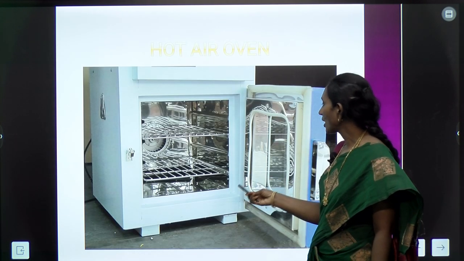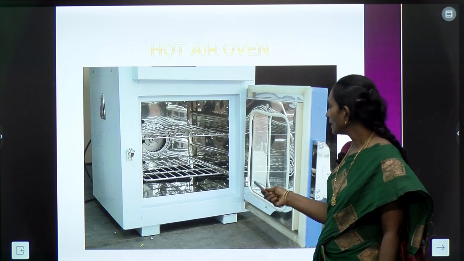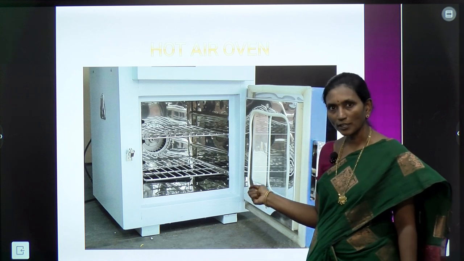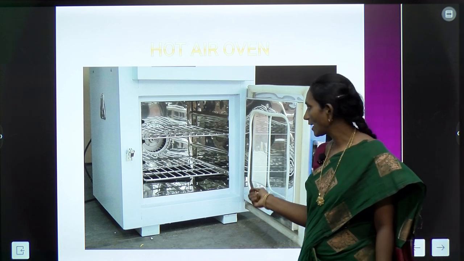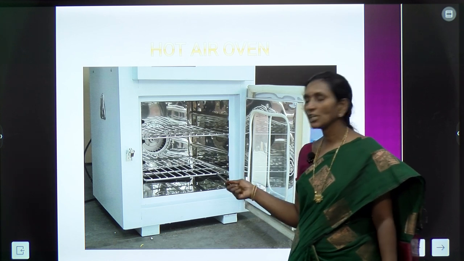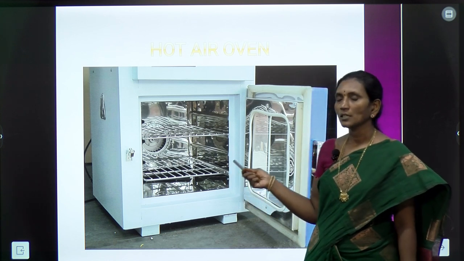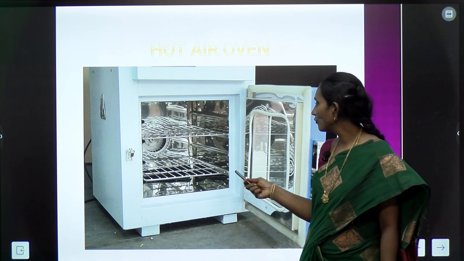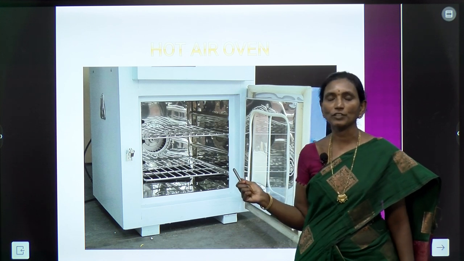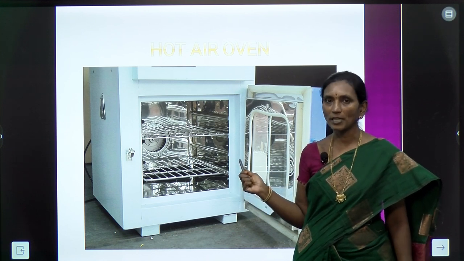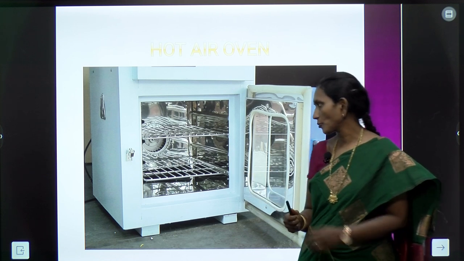This is the photograph of a hot air oven. Here there will be an adjustment or regulation for temperature and time also. We have to wrap the glass instruments in aluminum foil and keep them in the hot air oven. Then the glass instruments will be sterilized in this instrument.